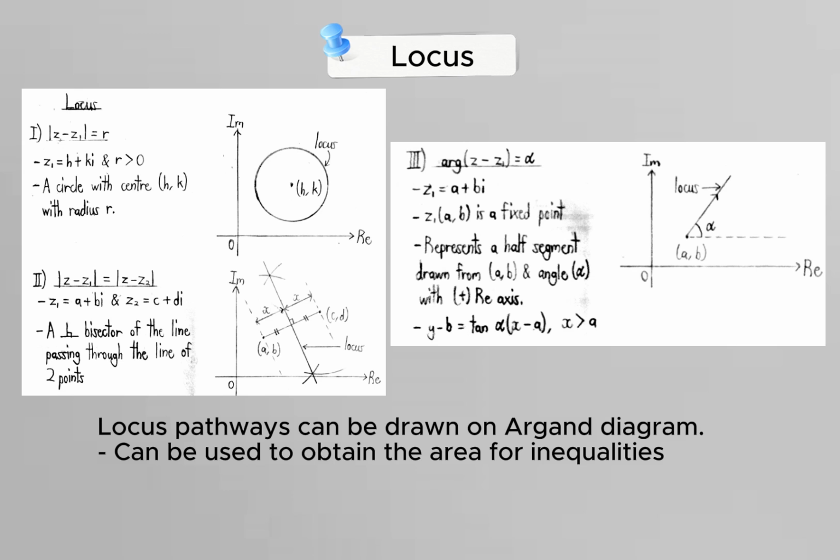For the third one, the argument of z - z1 equals alpha. When you convert to the complex number a + bi, you get (a, b) as a fixed point, and it represents a half line drawn from (a, b) at angle alpha from the positive real axis. So the locus pathways can be drawn on the Argand diagram and used to obtain the area for inequalities.